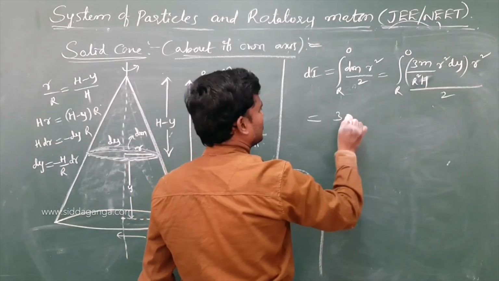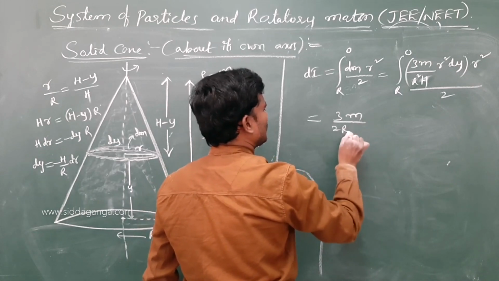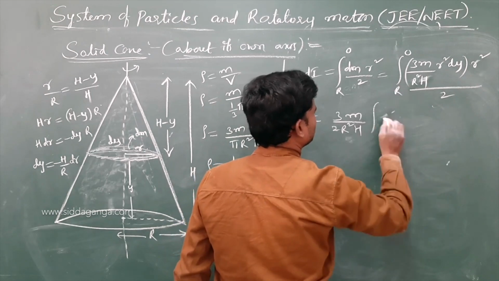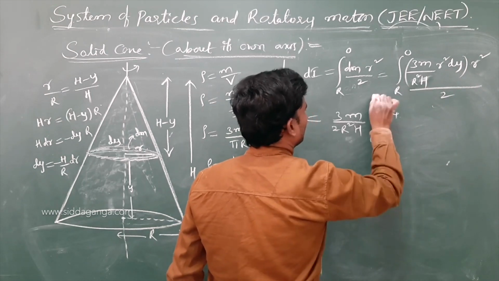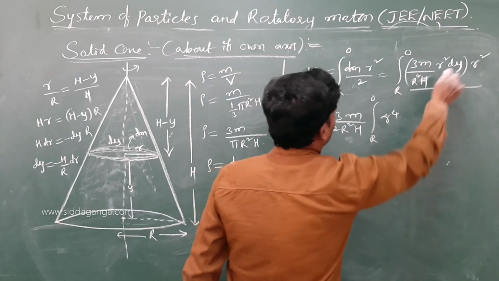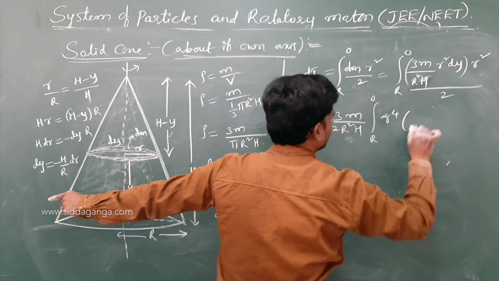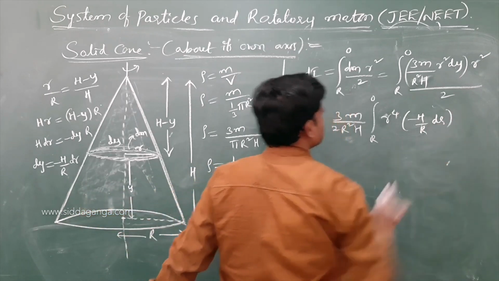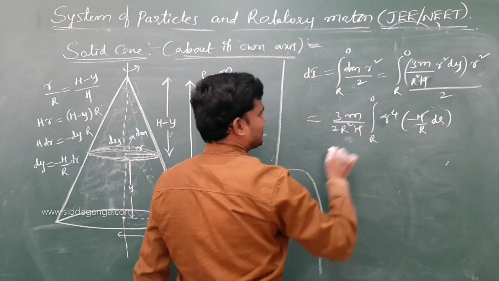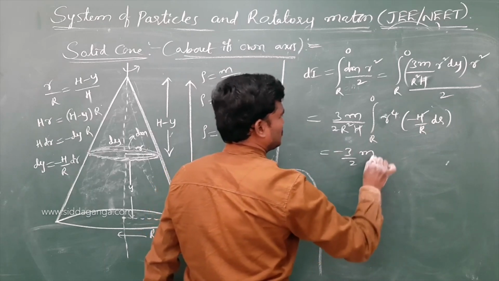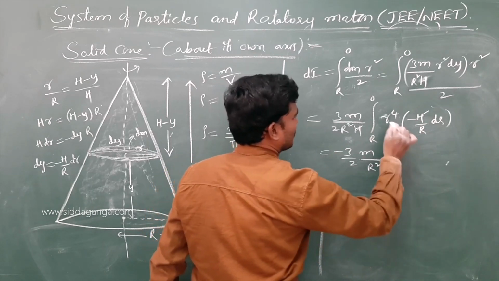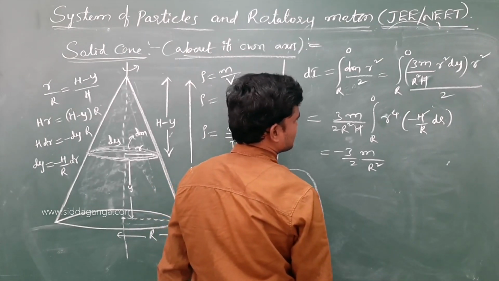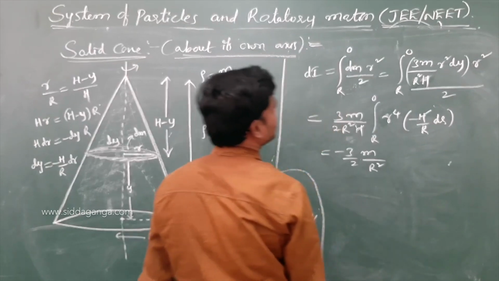So 3m by 2 r square h, integral of r power 4 into dy. Substitute the dy value, minus h by r dr. We get minus 3 by 2 m by r square, r power 4. Here one more r is missing.